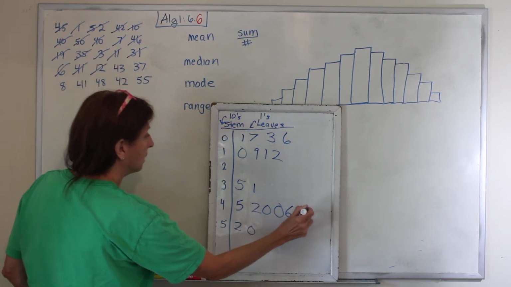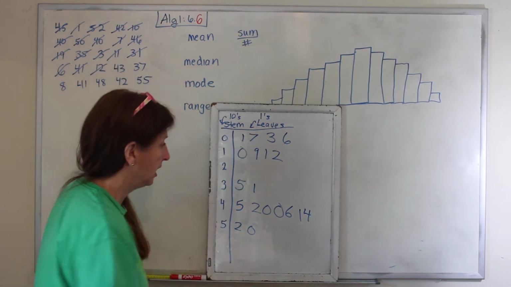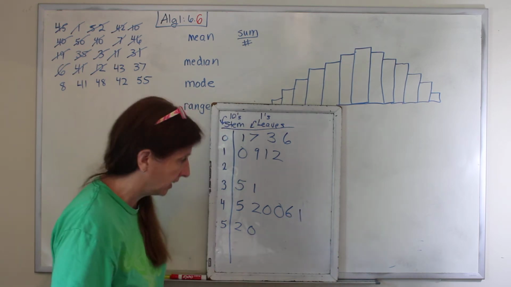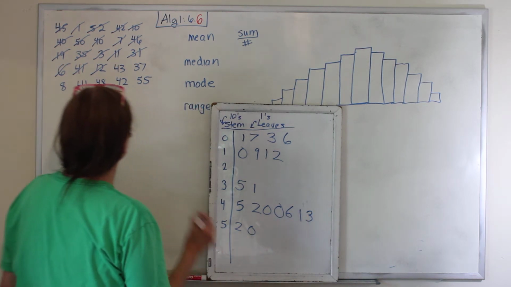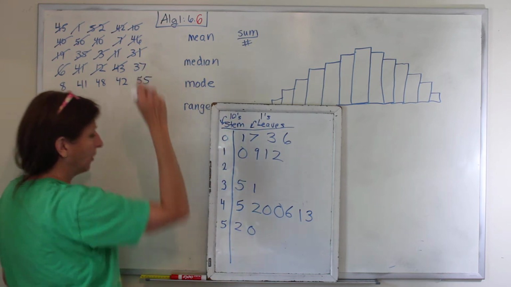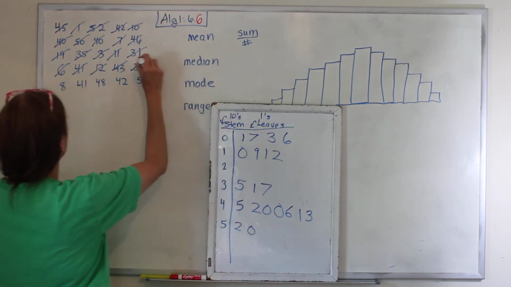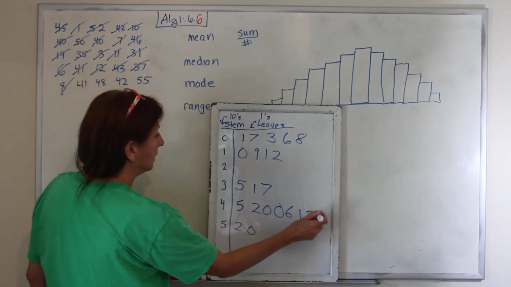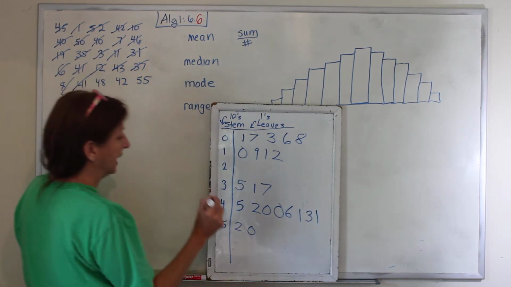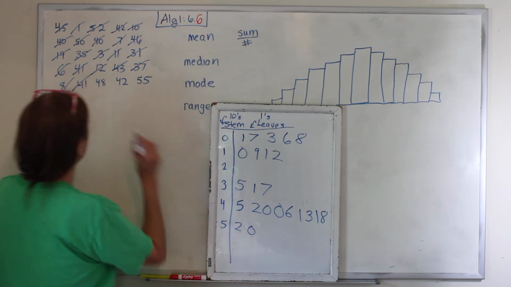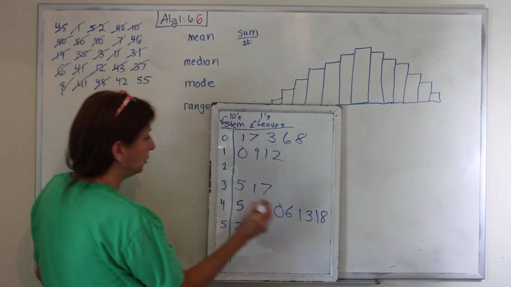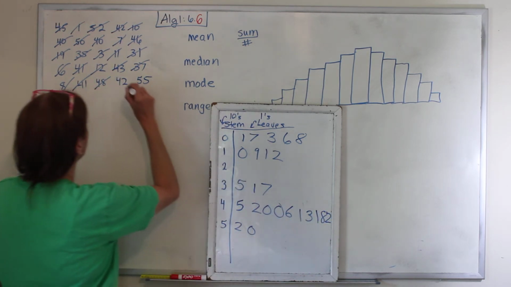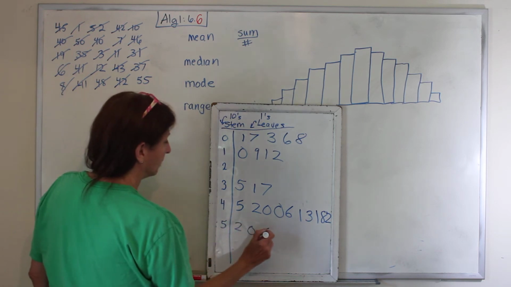43, oops, I wrote a 4. Yep. So funny how you think one number and write another one, because I'm already thinking about the next thing. 37, 8, 41, 48, 42, squish in there, 55.